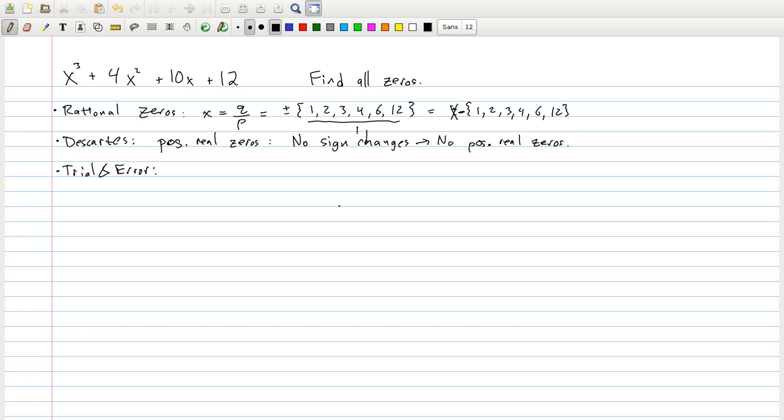Since we've ruled out the positive answers, I'm going to try -1 for starters. And then we'll set up our division bar and write in the coefficients of the original polynomial. 1x cubed plus 4x squared plus 10x plus 12. So we take our leading coefficient and slide that down, and then multiply. -1 times 1 is -1. And then we add these together. This gives us +3. And then we multiply.